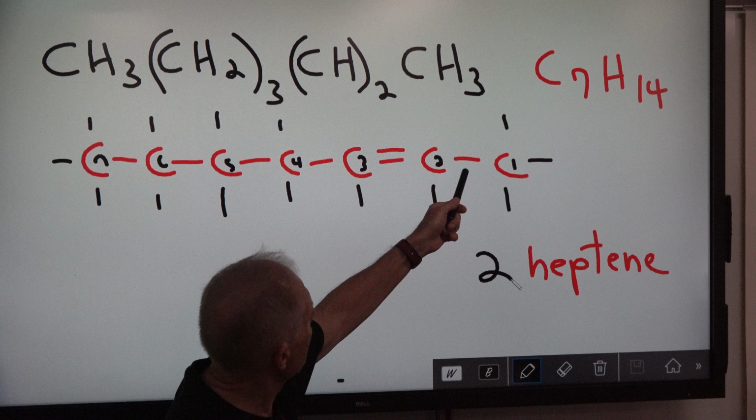Okay, now you've never seen it in this form before. The first thing you do if you see it in this form is count up the carbons and count up the hydrogens and see if it's an ane, ene, or yne. All right, so let's count. 1 carbon, 3, that's 4, 5, 6, there's 7 carbons. C7. Now let's count the hydrogens.